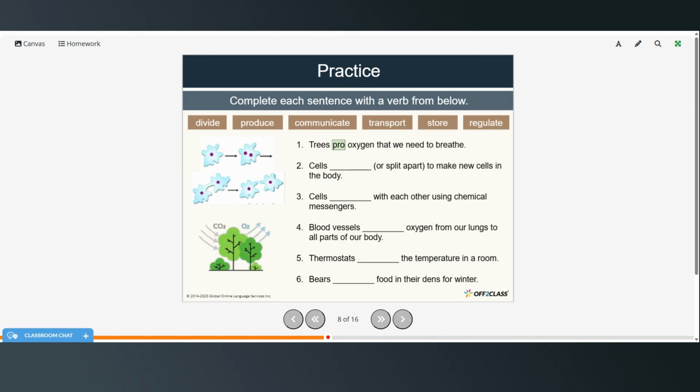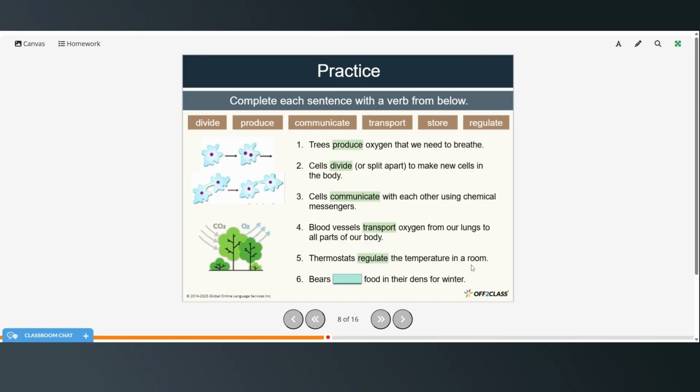So trees produce oxygen that we need to breathe. Cells divide or split apart to make new cells in the body. Cells communicate with each other using chemical messengers. Blood vessels transport oxygen from our lungs to all parts of the body. Thermostats regulate the temperature in the room, and bears store food in their dens for winter.